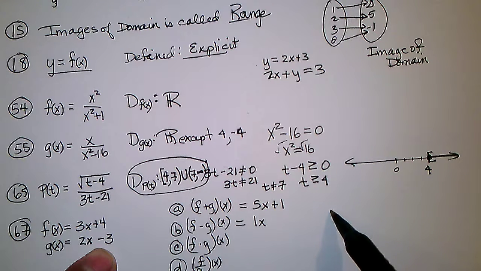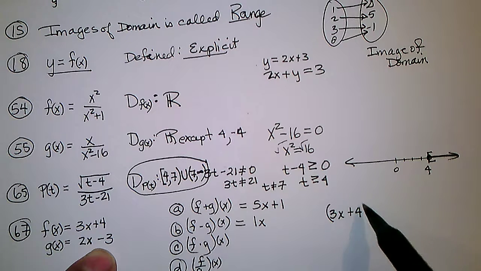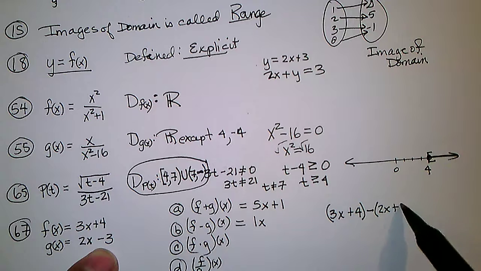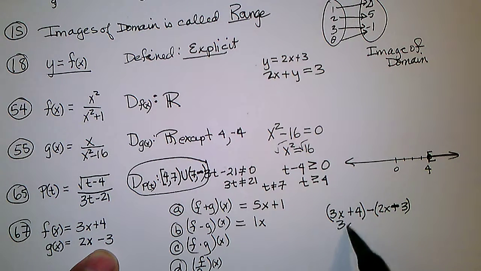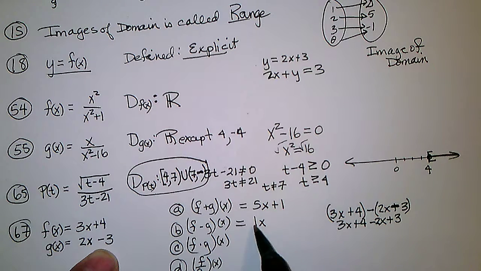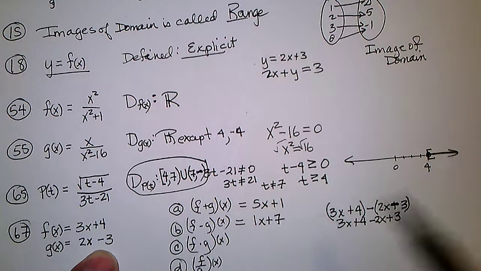So let's write this out because some people are going to mess this up. 3x plus 4 minus 2x plus minus 3. So I need to distribute the subtract. So it becomes 3x plus 4 minus 2x plus 3. So 3x minus 2x is 1x. 4 plus 3 is 7.